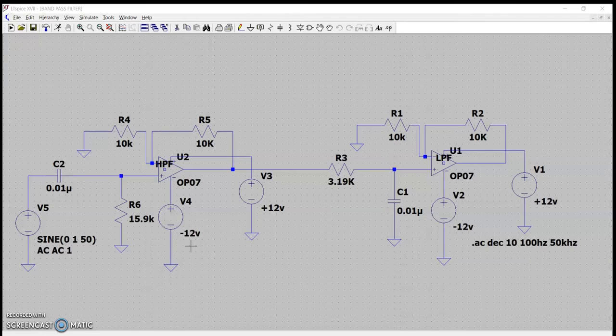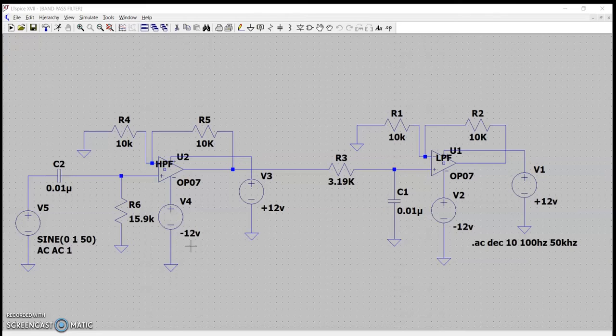Here, this classification can be made based upon the quality factor, that is, the quality factor is equal to resonance frequency divided by bandwidth. I will tell you all the formulas later. If this quality factor value is less than 10, then it is called a wide bandpass filter. If it is greater than 10, then it's called a narrow bandpass filter.